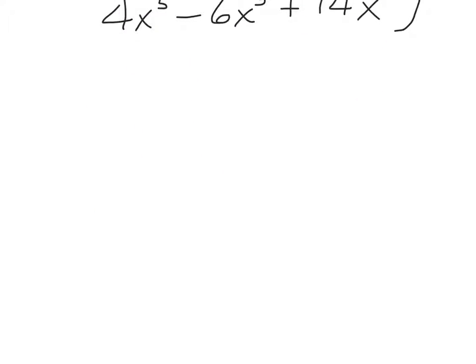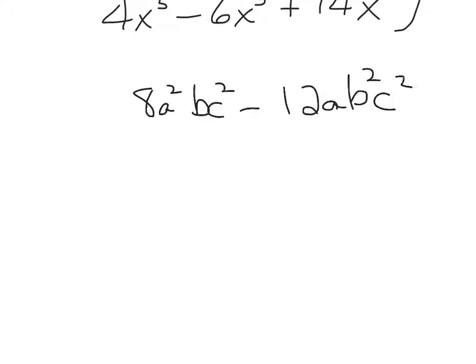So for example 7, 8a squared b c squared and 12ab squared c squared. Okay, so let's find the greatest common factor here. What do you think it's going to be? 4. Now let's say you didn't realize it was 4 and you pulled 2 out.